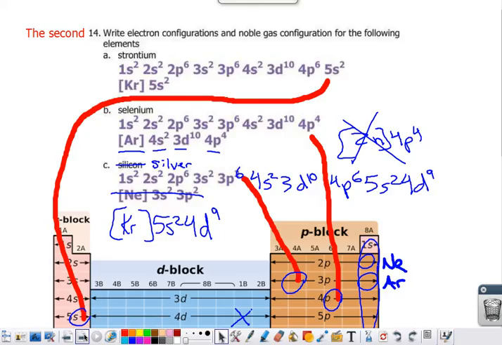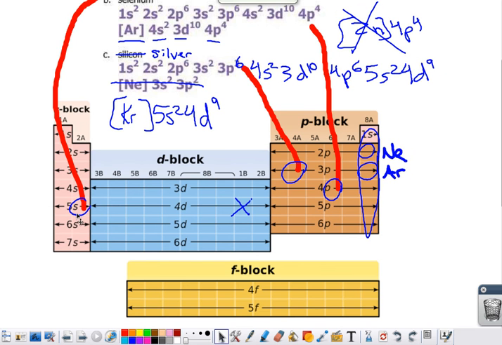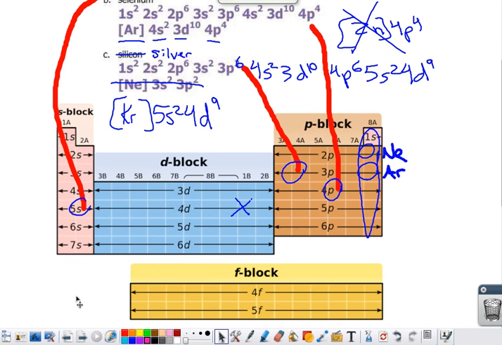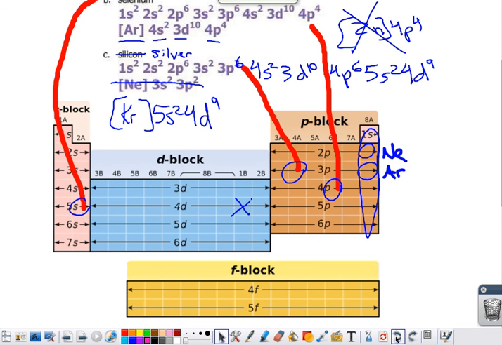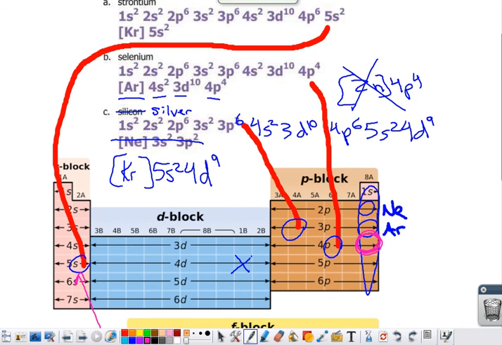So for strontium, strontium is here. In case you can't see where I'm pointing, right? No, earthquake. Strontium is right there, right? And so you'd go to the noble gas that's before it, and the noble gas that's before it is this element right here, which is krypton. And then you could say, hey, it looks like krypton up to the 4p6, and you just tack on that little bit. So that's what I did. Selenium also, you go to the previous noble gas. I accidentally typed up silicon.